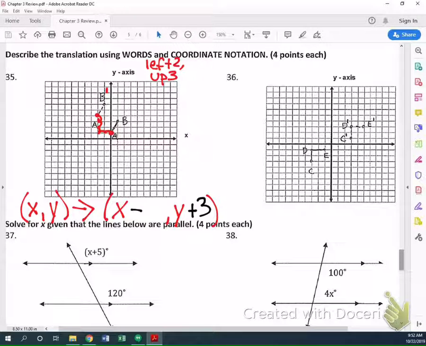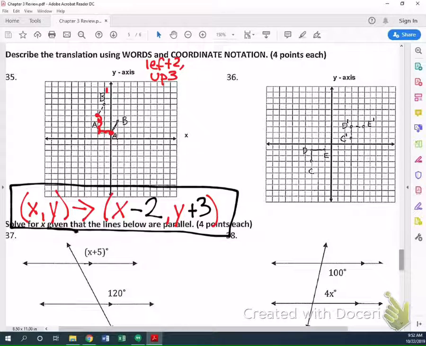From x. The x. Good. So left and right happens to your x. Up and down happens to your y. And you want me to take a quiz on this.